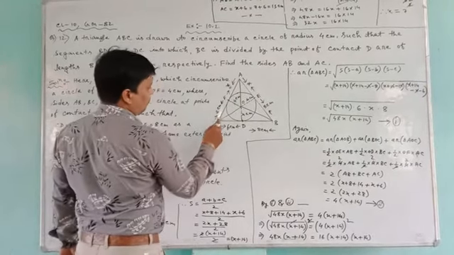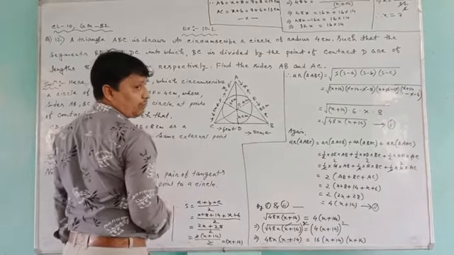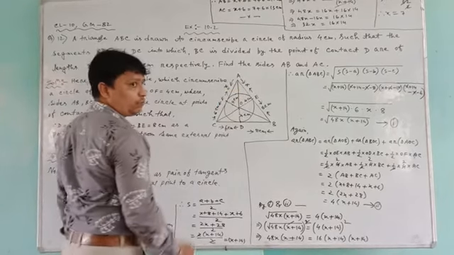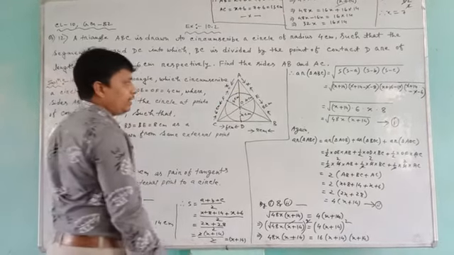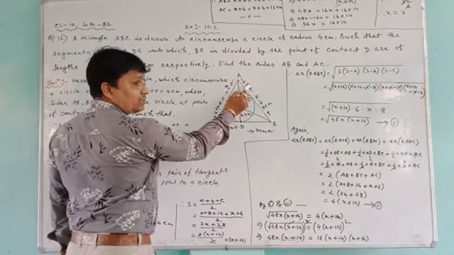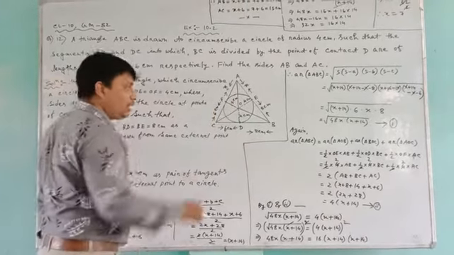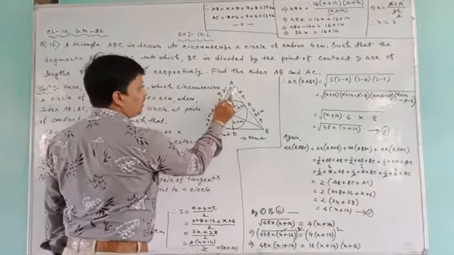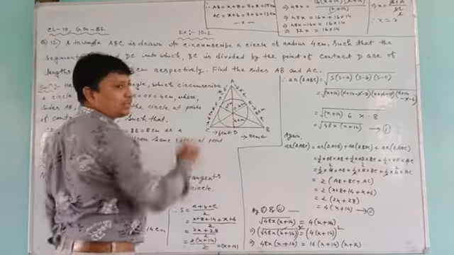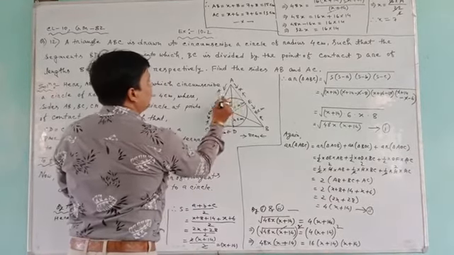Okay. So, CF measurement we have, BE measurement we have. We have to declare AF and AE. So AF equal to x, AE equal to x. We have declared this measurement because these two are unknown. If we get AF measurement and AE measurement, then we will get AB measurement and AC measurement. So our target is what? We have to find the x value.